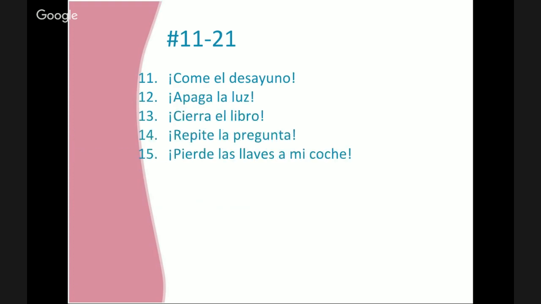Some more examples. You can see in these first couple examples I'm clicking through, it includes stem changers. Cierra el libro, close the book.